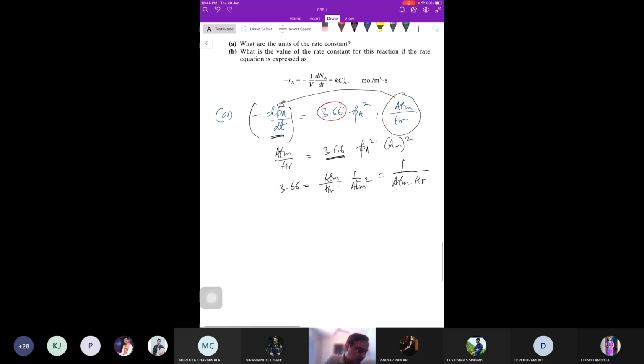Okay. So let's look at part B. What is in part B? This is given. Now we need to convert it into this form. And units are given as moles per meter cube per second. That means these units are actually of this, right? And we need to find out the units of the rate constant. What will be its units?